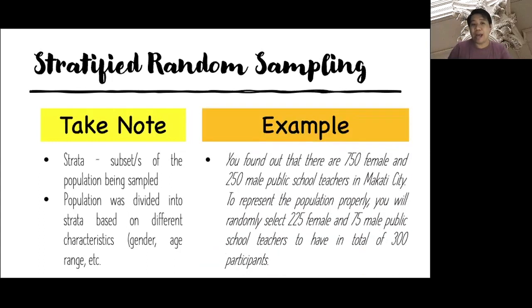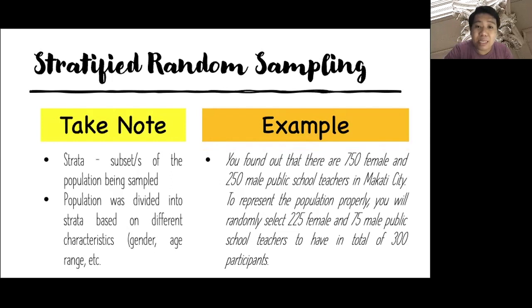So ano example natin? So let's say you found out that there are 750 female and 250 male public teachers in Makati City. To represent the population properly, you will randomly select 225 female and 75 male public school teachers to have in total of 300 participants. Bakit ganun po yung hatian ng participants?